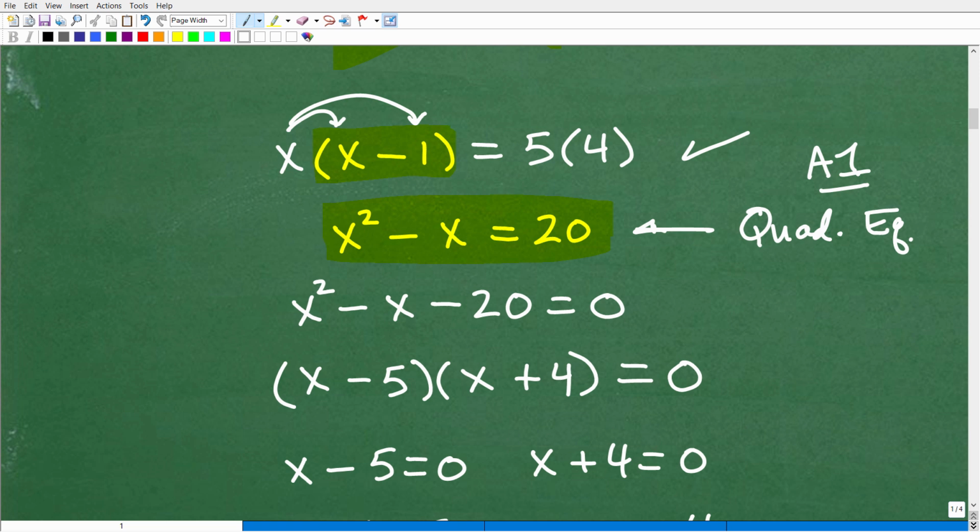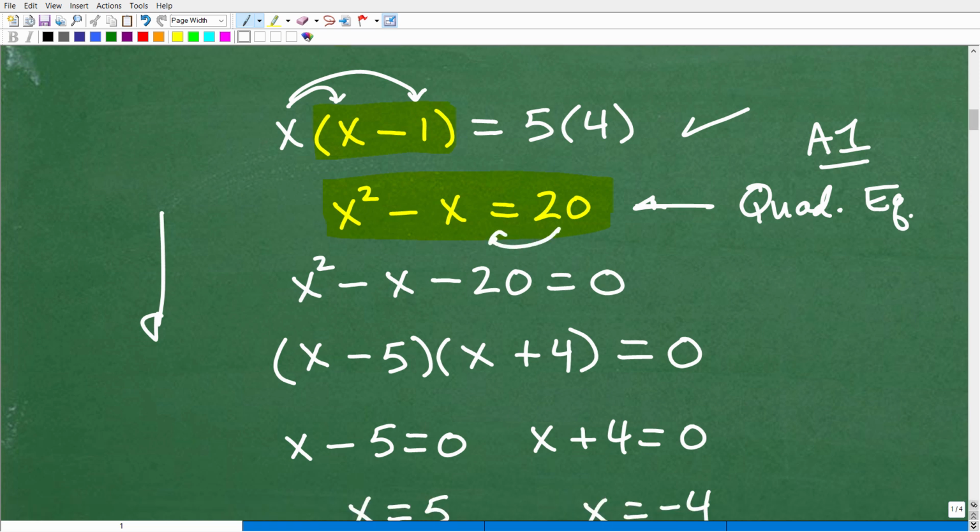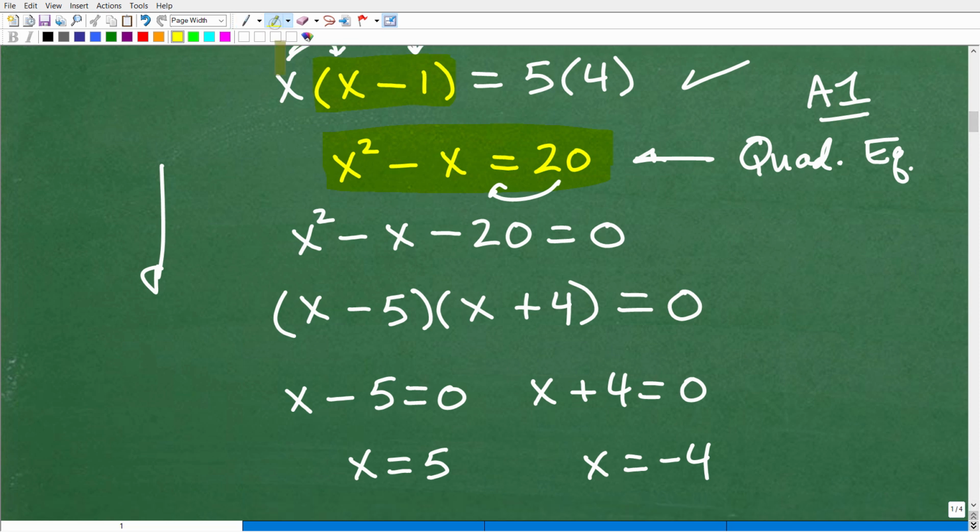So if you haven't studied quadratic equations yet, don't feel too bad about not knowing the rest of what I'm doing here, but you're going to need to know how to solve quadratic equations. So in this particular case, we have x squared minus x is equal to 20. Let's go ahead and set this entire equation equal to 0. So I'm going to move this 20 over. This is how you solve this quadratic equation. So I have x squared minus x minus 20 is equal to 0.